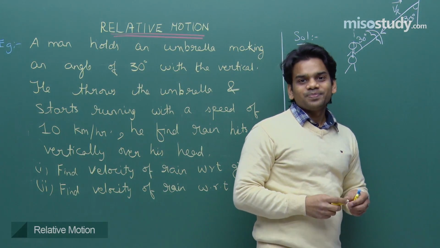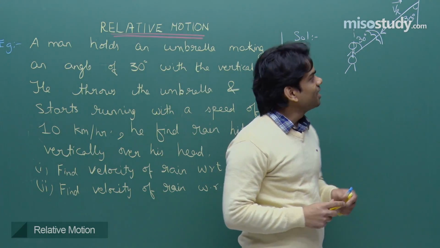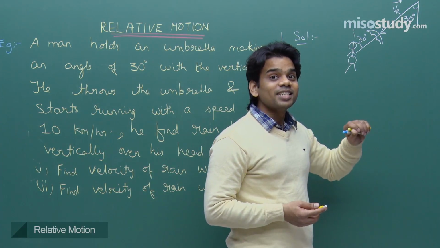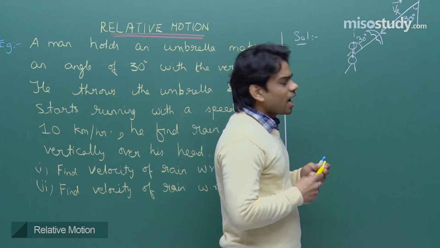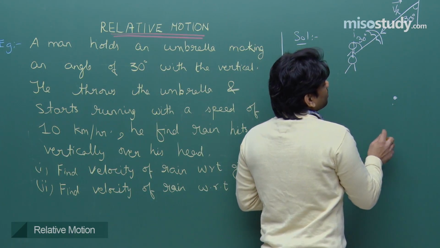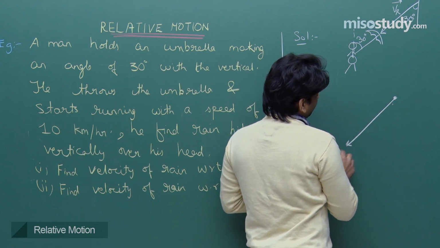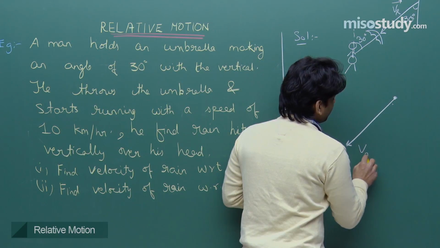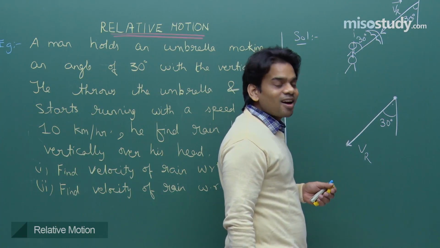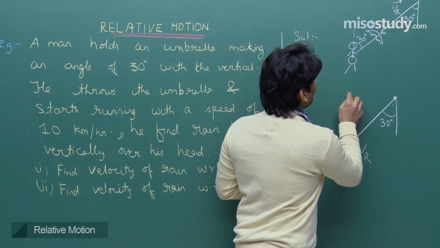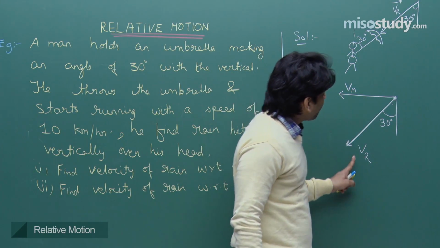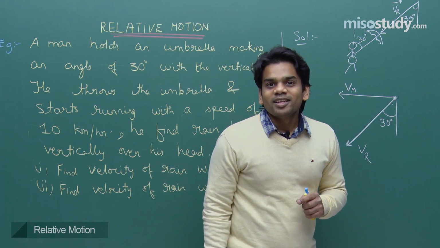Now the second data is given that he starts running, and as he starts running he observes that rain hits his head vertically. I'm going to mark man with a dot. This is man, and this is the velocity of rain making an angle of 30 degrees with the vertical. Now he will start running along this direction. This should be the velocity of man.